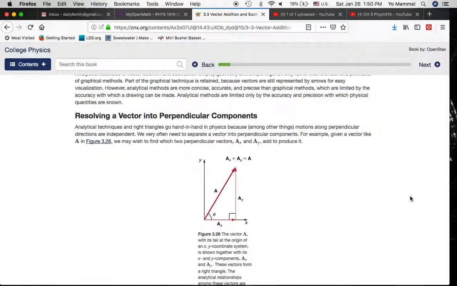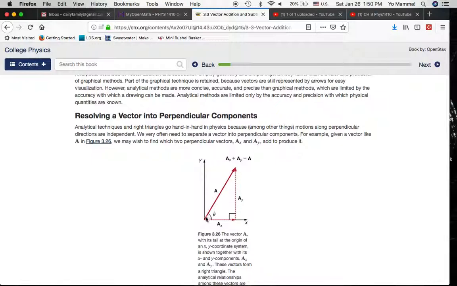Components that are perpendicular to each other because the coordinate systems that we are going to use are perpendicular to each other. X and Y are 90 degrees from each other, so they are perpendicular coordinates. And if you look at this vector A, you will notice that it does have a certain amount of upward pointiness. It's pointing upward a little bit, right?